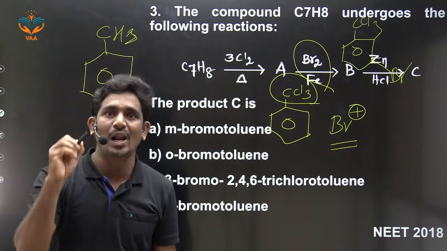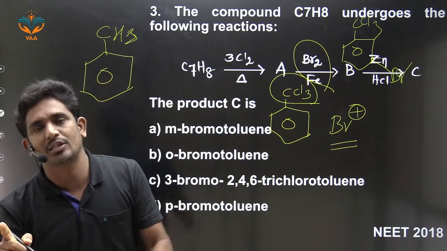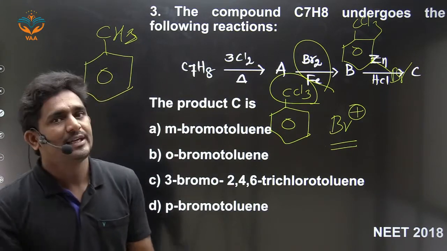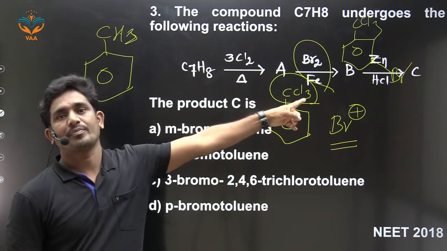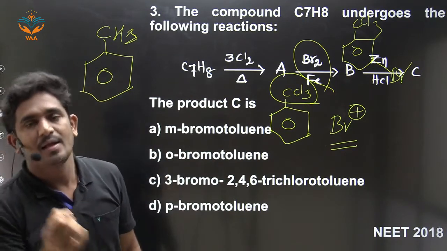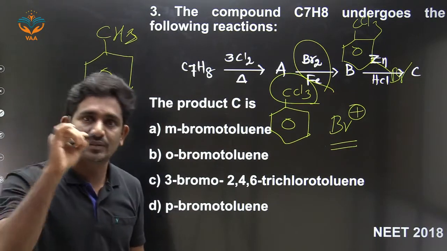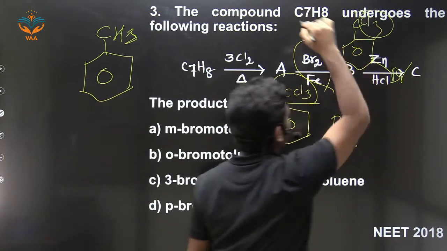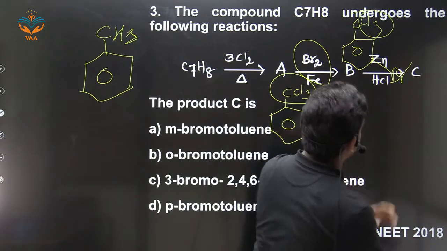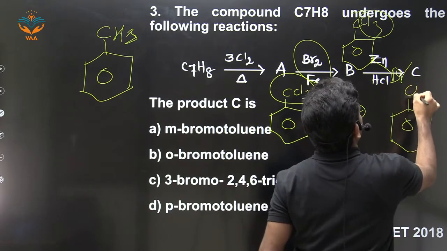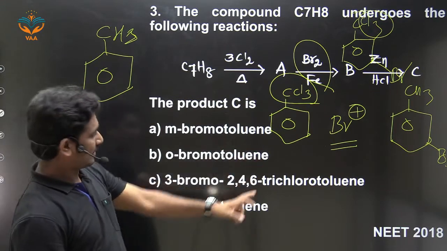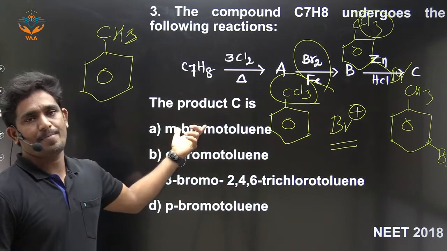But which halides? The halogen atoms must be connected to an sp3 carbon atom only. If it is connected to an sp2 carbon, it cannot be removed by this reducing agent. So all these three halides are converted into CH3. This CCl3 is converted to CH3, and here Br stays. The answer is meta-bromotoluene. Answer is A.